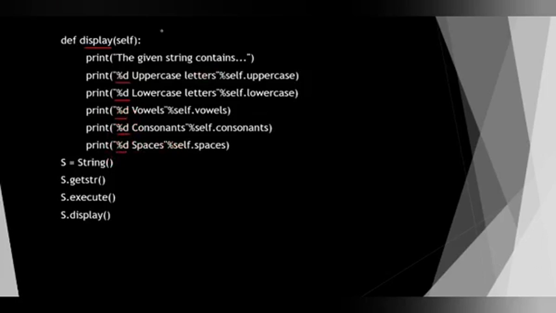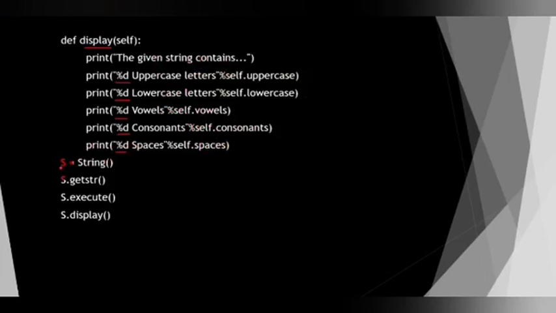Okay, so we are processing string data. Here we want to print the number of uppercase letters, the number of lowercase letters, the number of vowels, consonants and spaces. We are going to print numeric numbers, and for that we are using %d. So uppercase letters, in quotes, and then percentage is self.uppercase. Here we print the uppercase, lowercase, vowels, consonants and spaces counts.